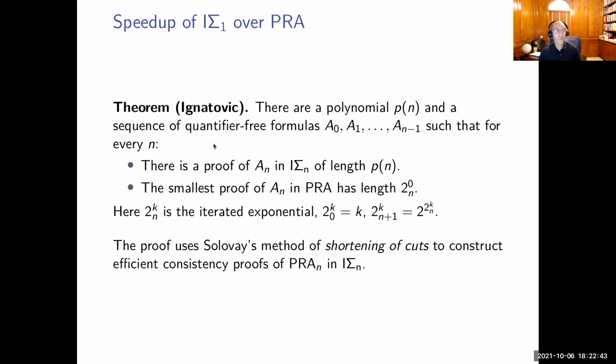And so the proof is, I think, first explicitly written down by Alexander Ignatovich. But he used Solovay, a method due to Solovay. So Solovay had done a similar proof to show a similar result for the conservation of Gödel-Bernays set theory over Zermelo-Fraenkel set theory. The idea is, again, that I-sigma-1, I apologize, should be I-sigma-1. The idea is there's a clever way of using I-sigma-1 to prove consistency of very large fragments of primitive recursive arithmetic.